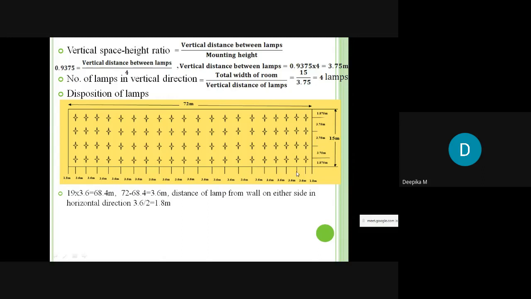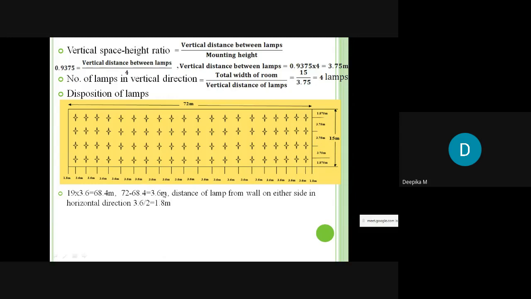But the actual length is how much? It is 72 meter. But we have remained with how much meter? The lamps are covering only 68.4 meter, and the left distance is how much? It is 3.6 meter again. So there is 3.6 meter lagging.